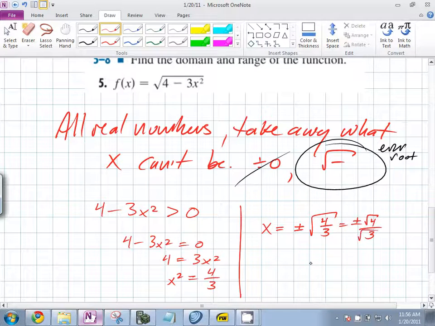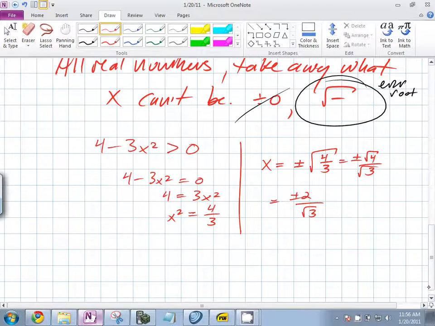What's the square root of 4? Plus or minus 2 over... Does that look kind of familiar? It's a common value you see in unit circle trig. Usually you don't see the radical in the denominator. You usually want to rationalize the denominator. What do you multiply by to rationalize this denominator? Square root 3 over the square root of 3. So you end up with plus or minus 2 root 3 over 3.